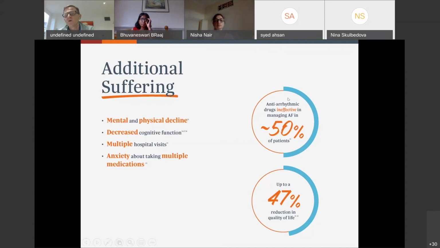But more often than not, as was mentioned earlier, a lot of the drugs don't seem to have any therapeutic effects. There is evidence to show that up to 50% of patients who are taking oral antiarrhythmics have no clinical benefit from it whatsoever.